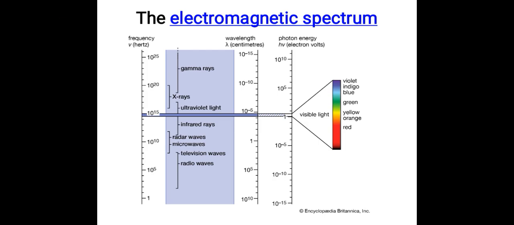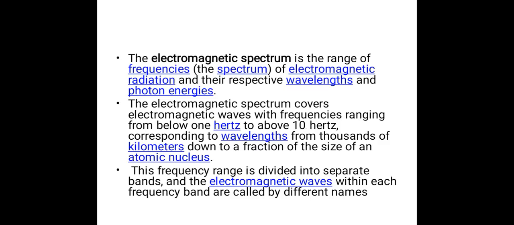So we can see gamma rays, X-rays, ultraviolet rays, infrared rays, radar waves, microwaves, and television waves along with radio waves. And then the electromagnetic spectrum is the range of frequencies of electromagnetic radiation and their respective wavelengths and photon energies. The electromagnetic spectrum covers electromagnetic waves with frequencies ranging from below 1 Hz to about 10 Hz, corresponding to wavelengths from thousands of kilometers down to a fraction of the size of an atomic nucleus.